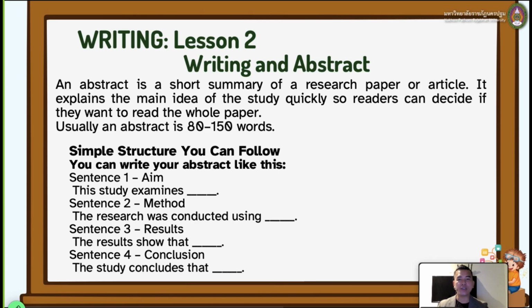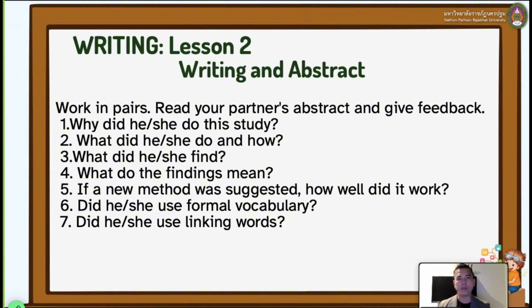Again, a simple structure you can follow. You can write your abstract like this. Sentence 1, aim. Sentence 2, method. Sentence 3, results. Sentence 4, conclusion. Okay? But I gave you the five, the one I told you. You can follow that one.